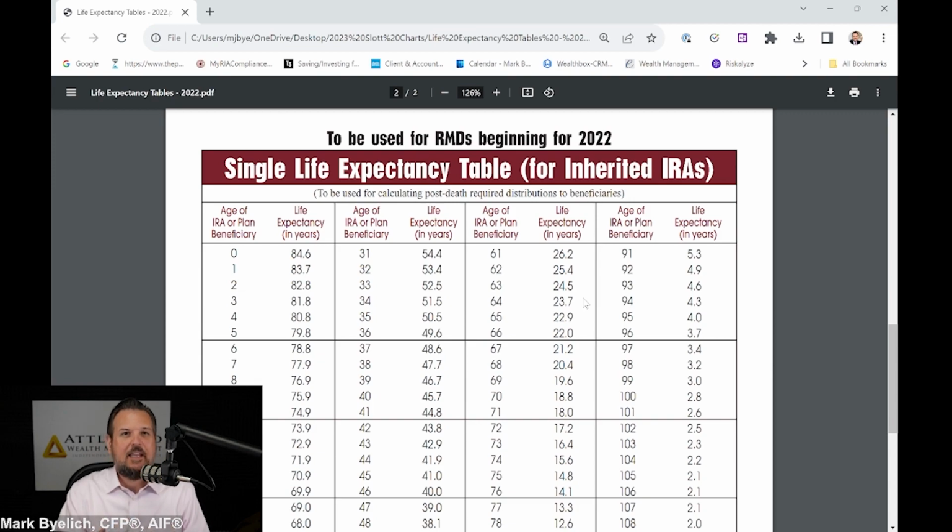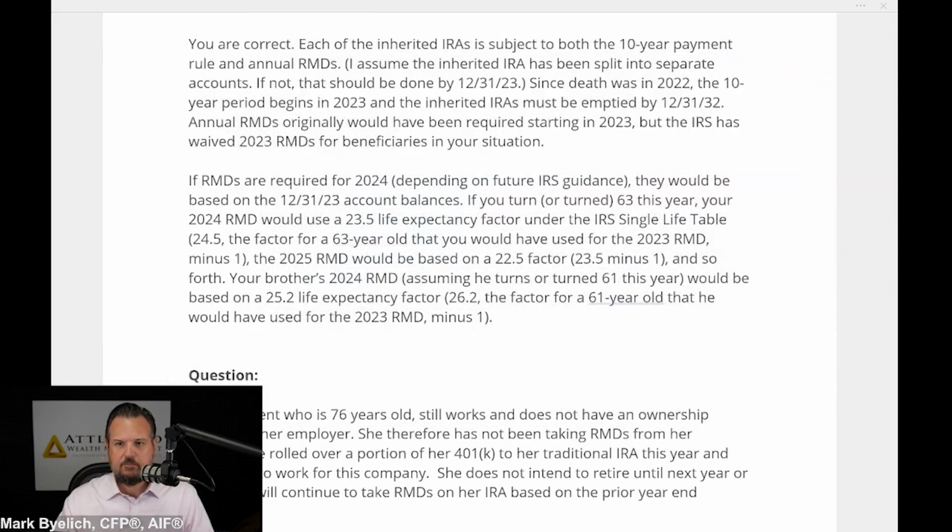That's only for inherited IRAs. Let me say that again. That's only for inherited IRAs. The RMDs are calculated differently. You do not go back to the table every year. You start with the first year, in this case, 63 and 24.5, and then you subtract 1 every year going forward. So I hope that makes sense, and Ian's going to talk about that a little bit here.